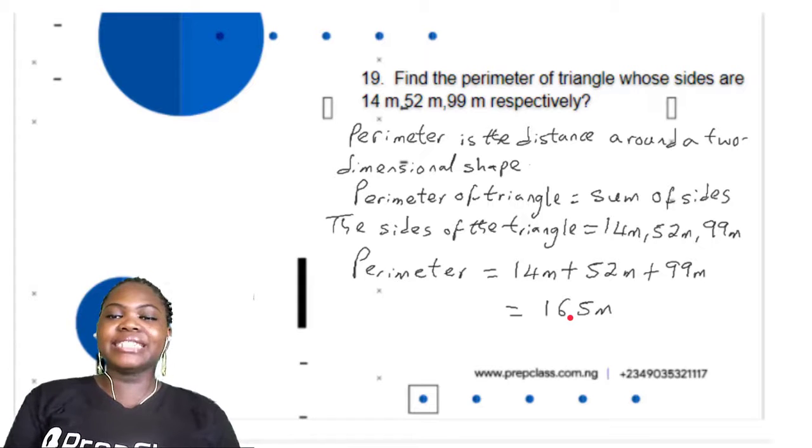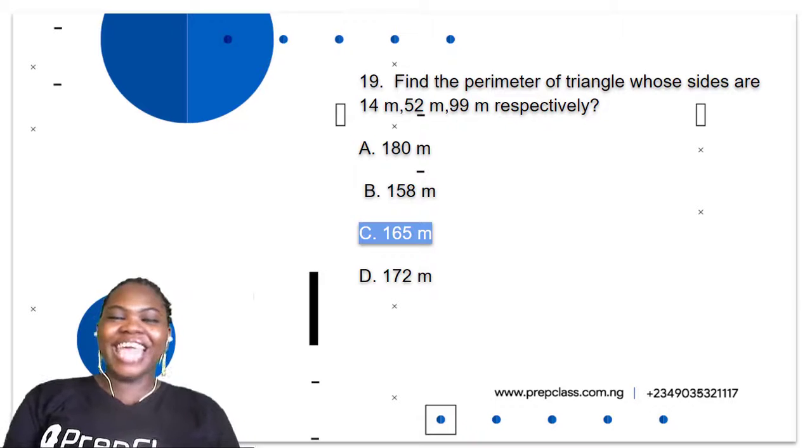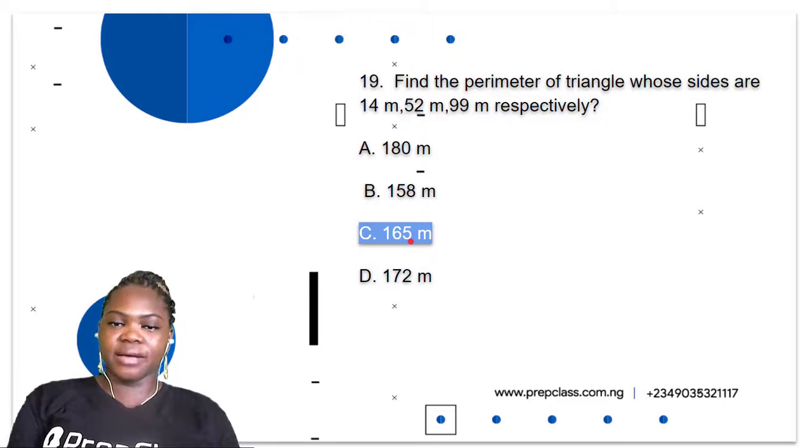So perimeter is simply the sum of sides. Even if you are asked to solve the perimeter of a rectangle, all you have to do is to sum up all the sides. So perimeter is very easy to perform. Just add up all the sides together and then you get your perimeter. Okay, so let's find out the correct option. The correct option is C, which is 165 meters.